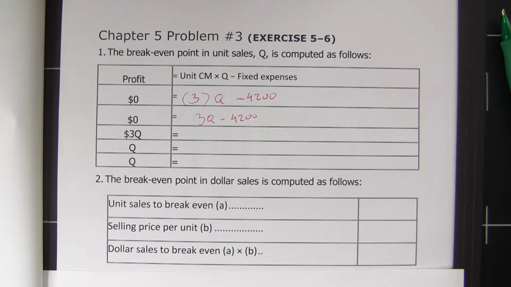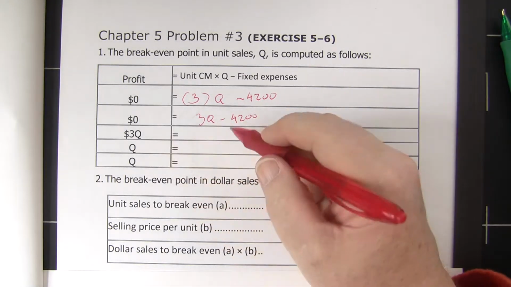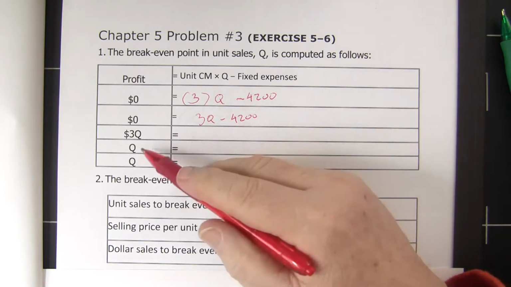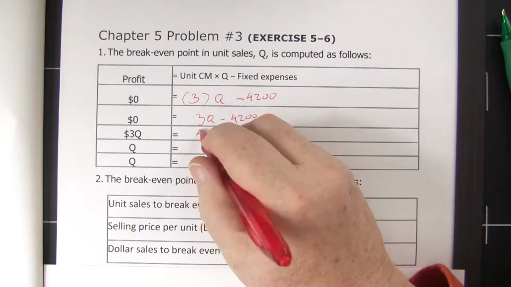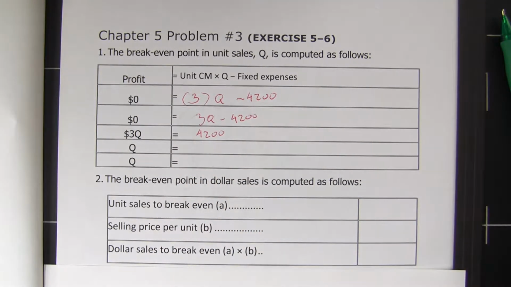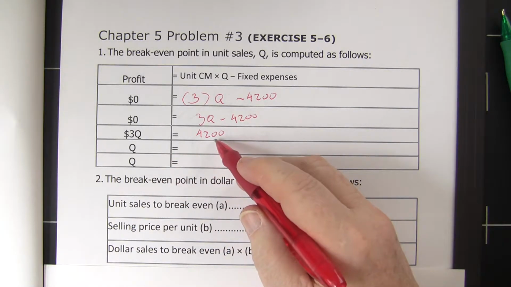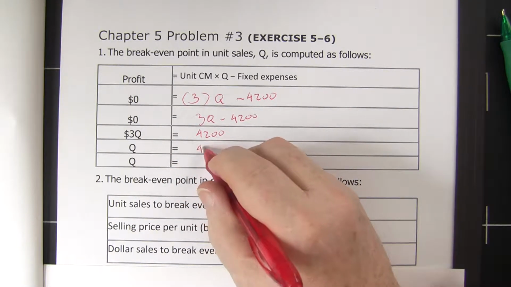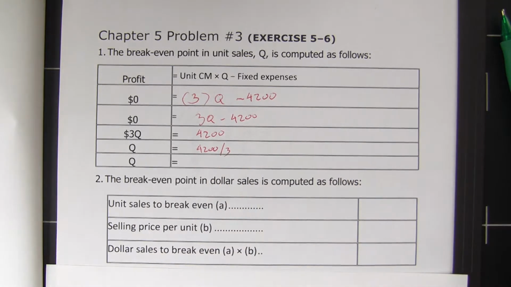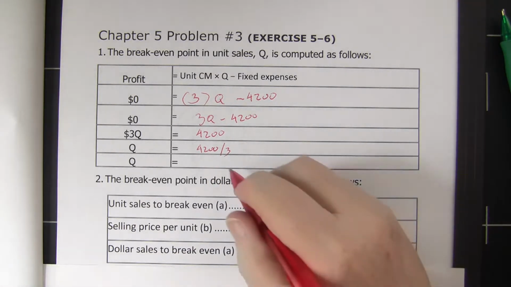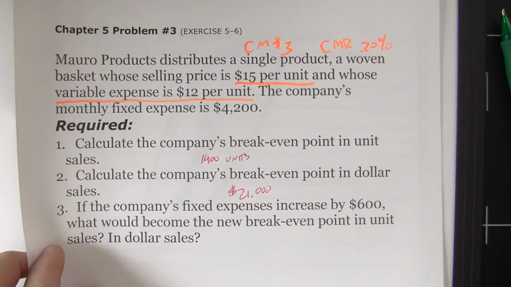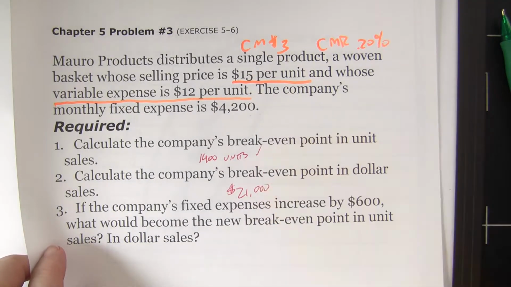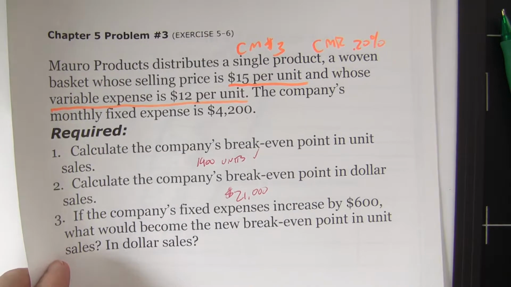So if 3Q minus 4,200 equals 0, just move the 4,200 over, get 3Q equals 4,200. Q is 4,200 divided by 3, because we divide both sides by 3, and we end up with 1,400. Exactly the same as we got doing my down and dirty method. Whole lot easier, a whole lot less time.